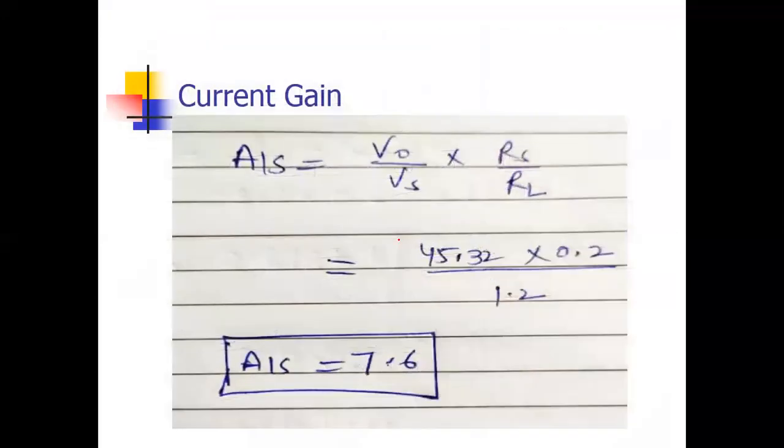Now current gain. The shortcut is, if you have the voltage gain, then multiply that by the ratio of input resistance divided by output resistance. In this way, you will calculate the value of current gain.